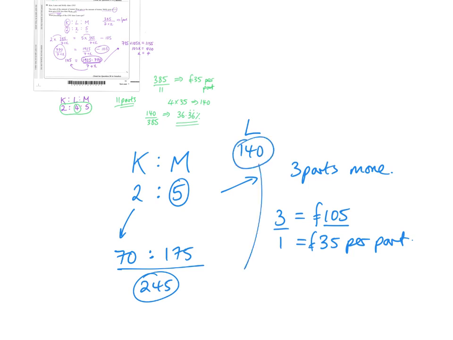And then you just do 140 out of 385 again as a percentage and get 36.36%. These double dots here mean just the 36, 36, 36, it keeps recurring. So to one decimal place, 36.4%.